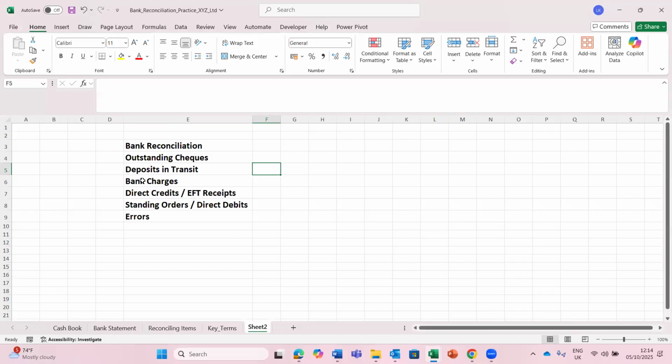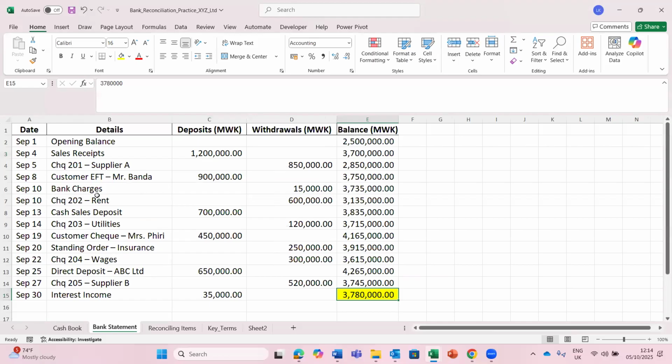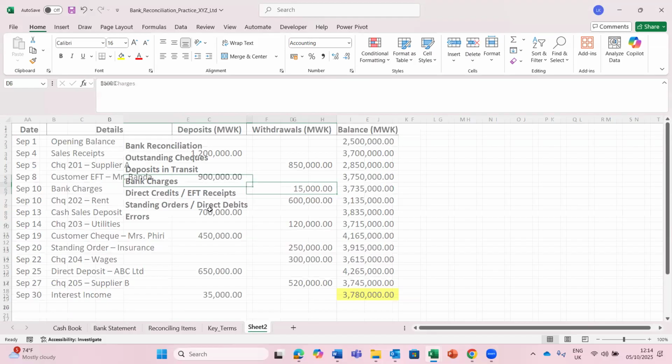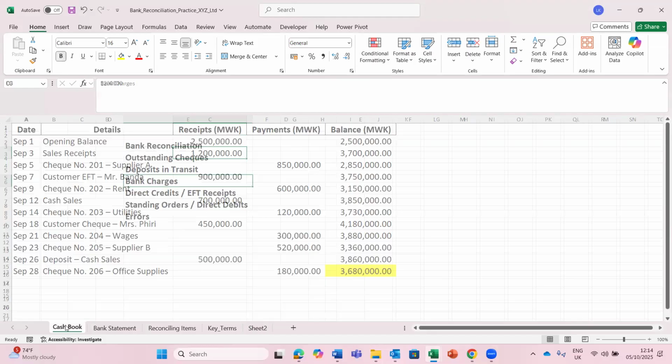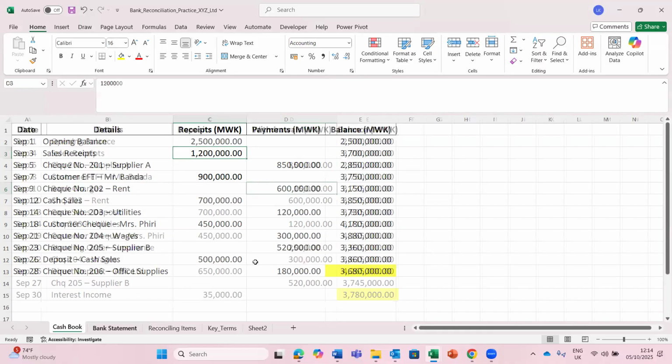And then we have bank charges. At the end of each month, the bank will charge you a certain fee as a reward for maintaining your account. Okay. So we have bank charges, right? That's also one of the reasons these two balances will not agree, right?